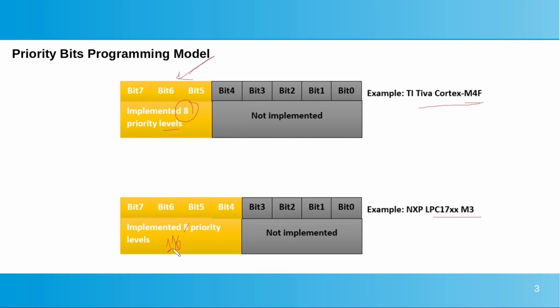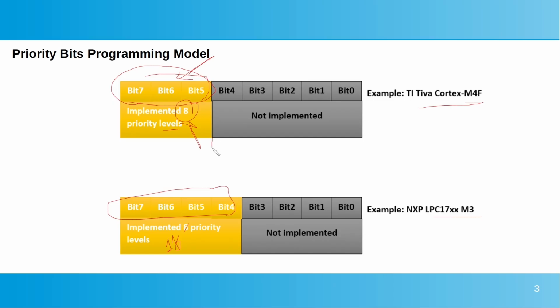So this gets fixed. And those priority levels, of course, will define how many bits are needed to encode them. For 8 priority levels, we need 3 bits. 2 power 3, this is 8. For 16 priority levels, we need 4 bits. 2 power 4 will be 16.